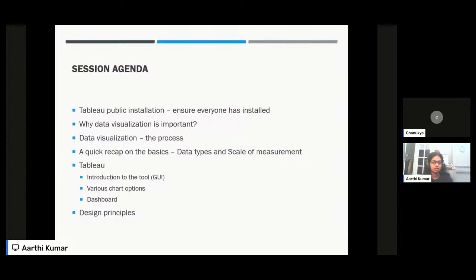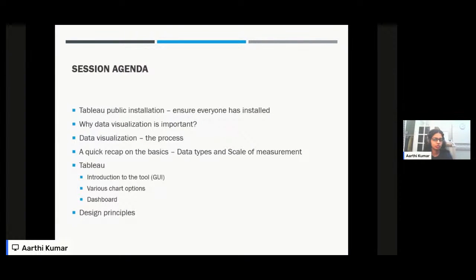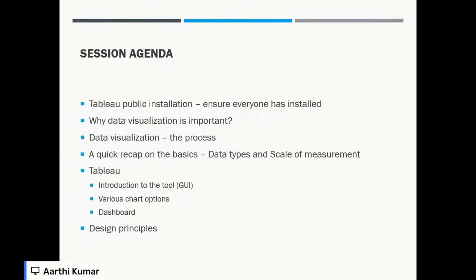So this will be today's agenda. We are going to look at why data visualization, what is the process, and also see how we can visualize it in Tableau. And finally, we will cover some design principles.